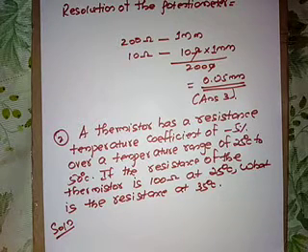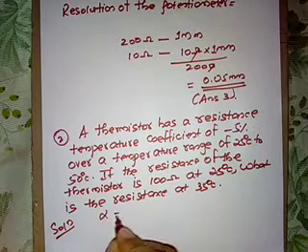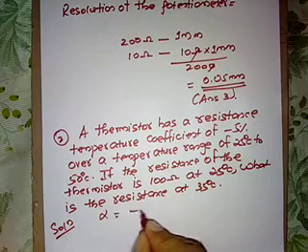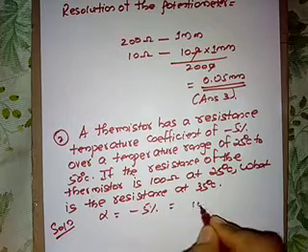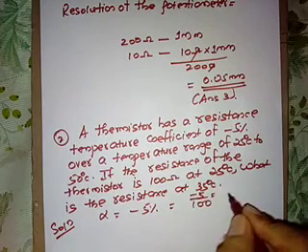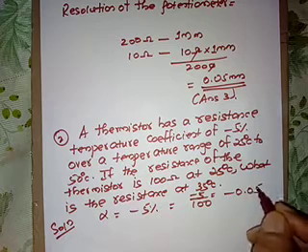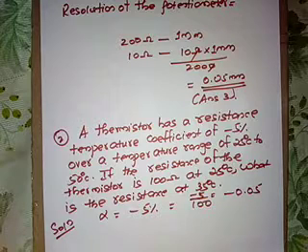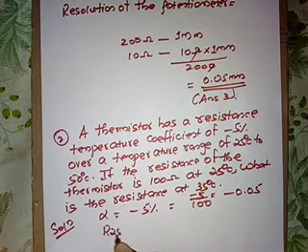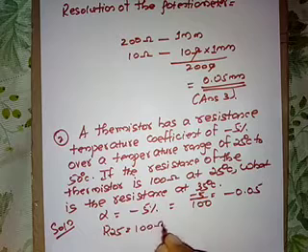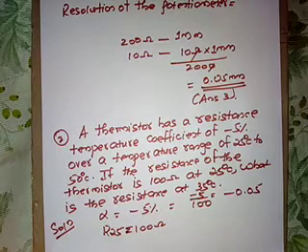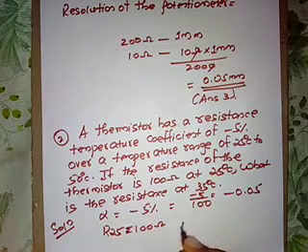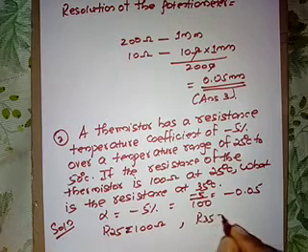The thermistor has a resistance temperature coefficient of -5%, so alpha is given: for 100 it is -5, so this will be -0.05, correct? Also given, the resistance of the thermistor is 100 ohm at 25 degrees Celsius, so R25 is 100 ohms. What is the resistance at 35 degrees Celsius? So we are supposed to find R35.